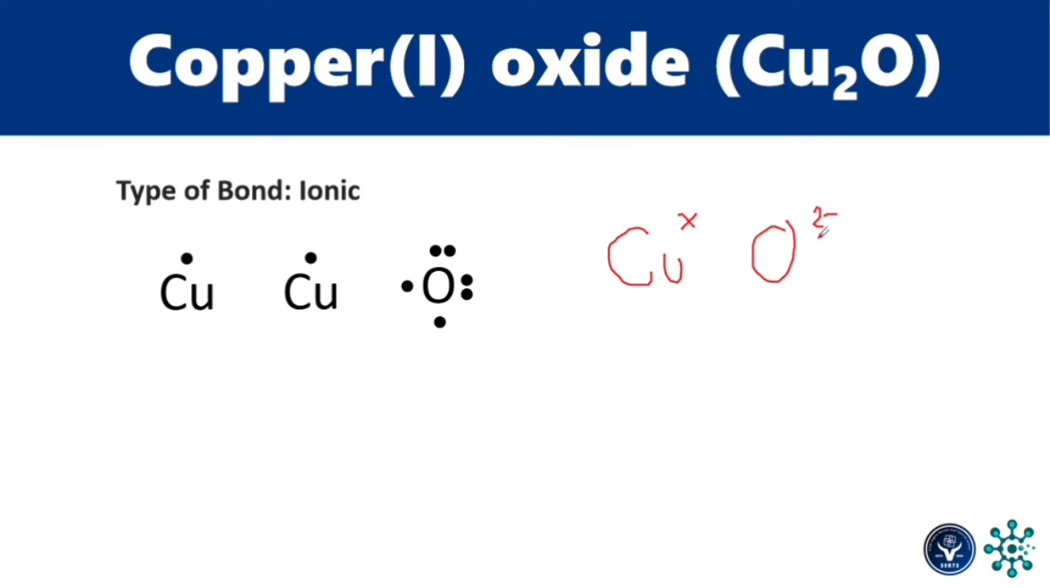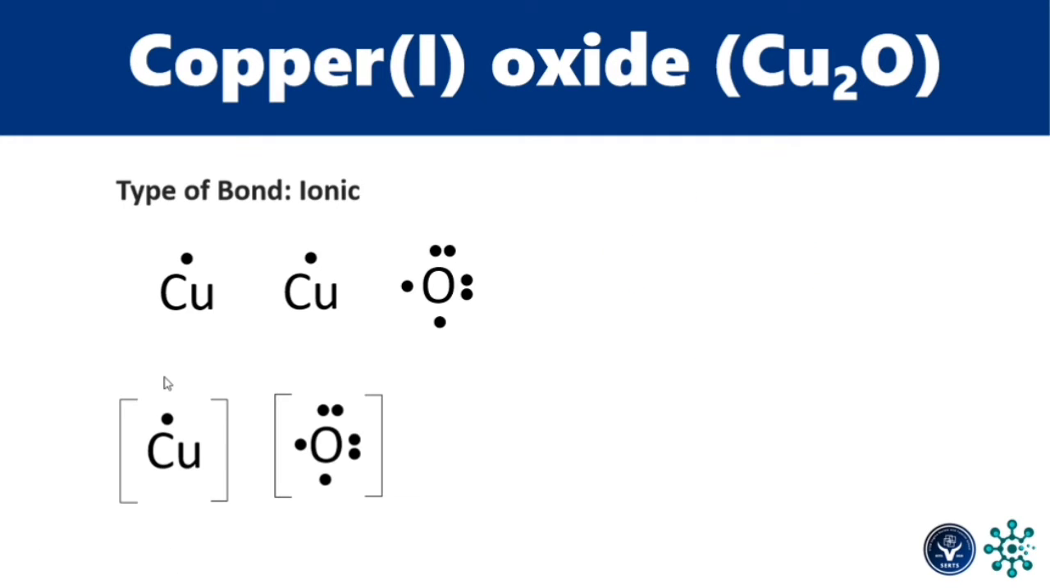In crisscross method, the absolute value of the charges will become the subscript of the atoms in the formula. In this case, copper will have a subscript of 2 because the absolute value of negative 2 is 2. Oxygen will have a subscript of X. In our formula, oxygen has a subscript of 1. Therefore, X is equal to 1. Hence, the charge of copper is plus 1.